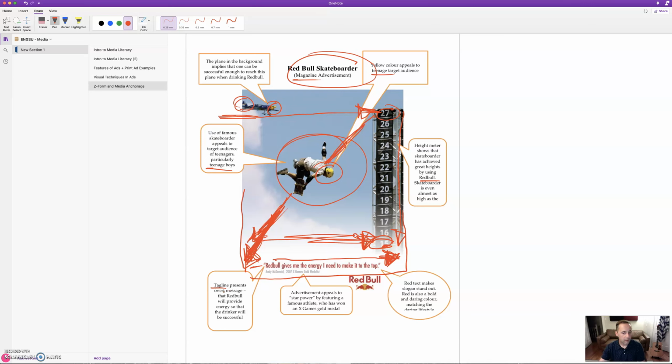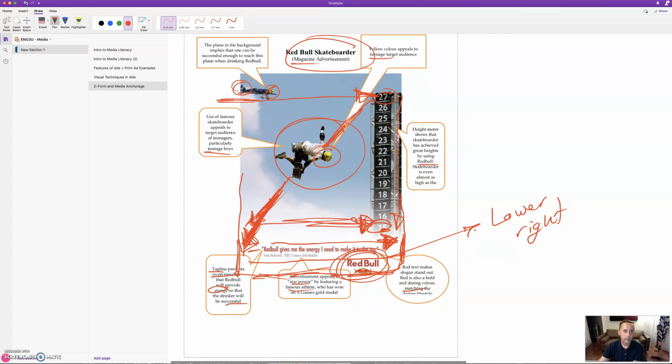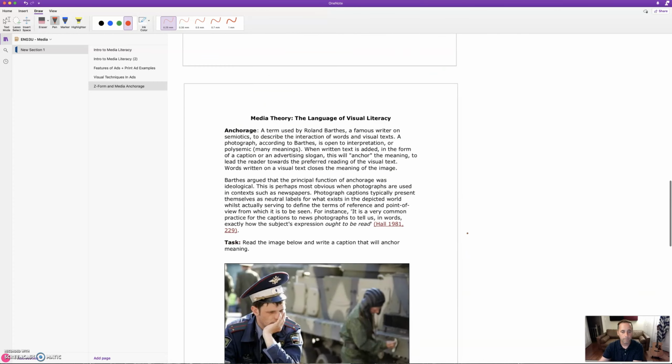So here's our tagline, gives us the message. Red Bull supposedly gives you the energy that will make you successful. It gives the star power of having this famous athlete endorse it. You have the logo here. Since the logo is down there, I guess technically I got to make the border lower. And look at the lower right placement of the logo, just like the theory said. So it makes the logo stand out in bold colors and the matching kind of style. So clearly using the Z form arrangement here.